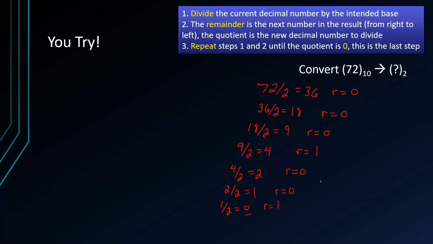So we're all done. We just need to drop our numbers down now. So we got 0, we have 0, we have 0, we have 1, we have 0, we have 0, and we have 1. So our final answer is 1001000 base 2. That's it. That's the whole process. If you have any questions, send me an email, and hopefully everything works out.